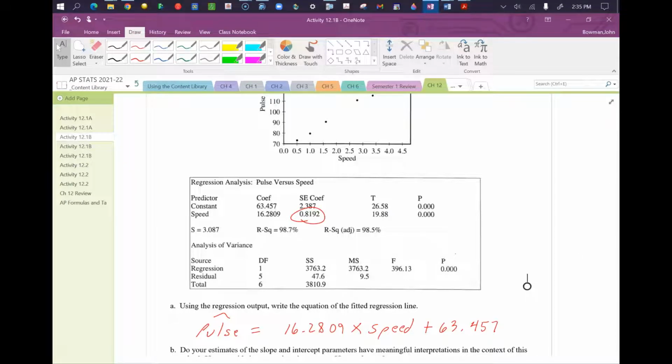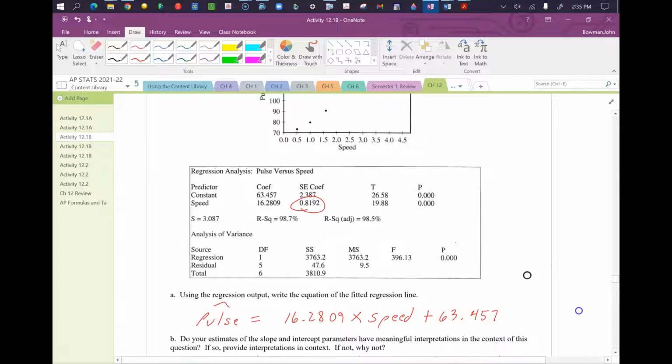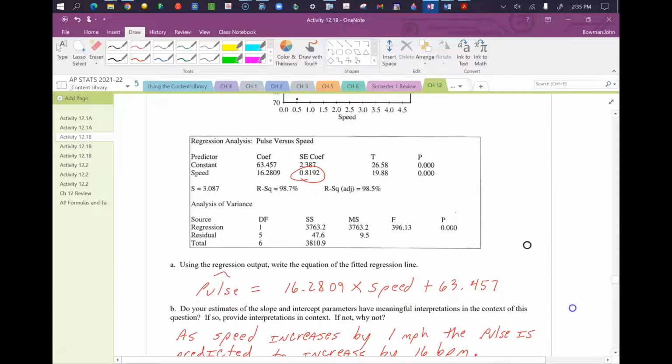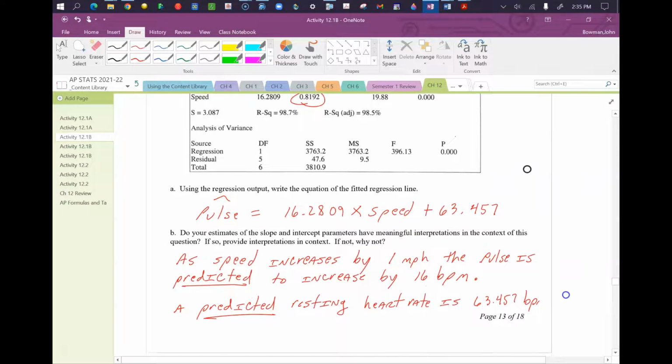And our prediction equation for the sample data is predicted pulse is equal to 16.2809 times the speed plus 63.457. And as far as interpretations of the slope and the y-intercept, we would interpret the slope as speed increases by 1, the pulse is predicted to increase by 16 beats per minute. And if the speed is 0, it's predicting a resting heart rate of 63.457 beats per minute.